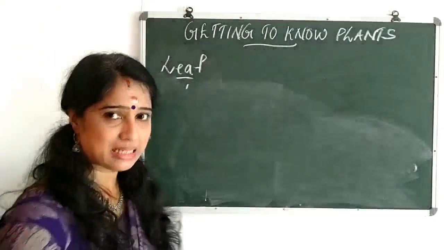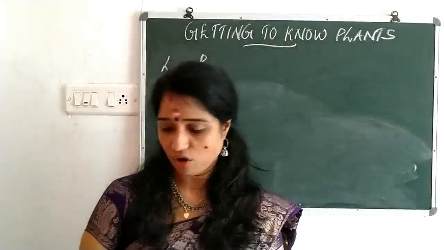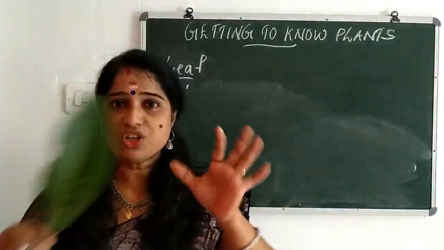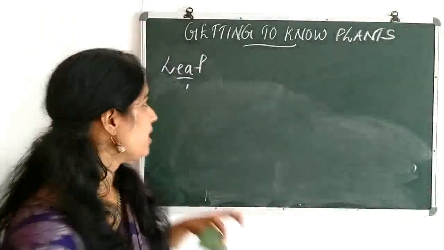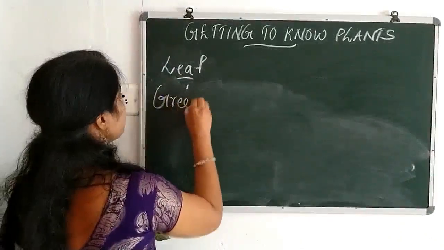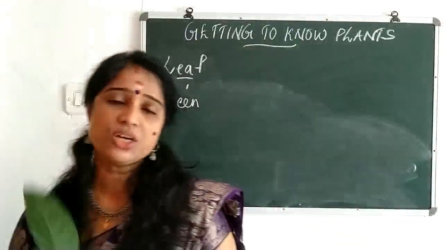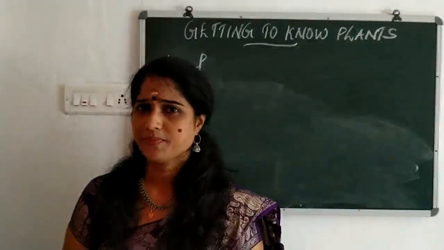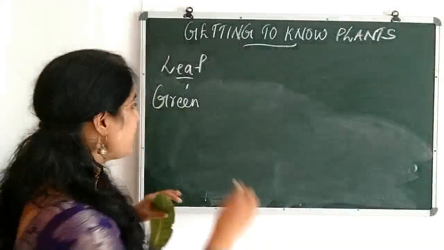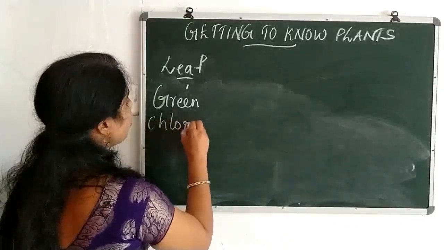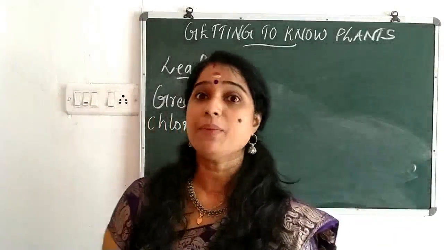We had already discussed about the functions now itself. Who can tell me what are the functions of the leaf? First function, you know the leaf is in which color? Green color, isn't it? Almost all the leaves are green in color. And who can tell me why this leaf is in green color? It is because of a coloring pigment or coloring substance in the leaf. It is known as what? Chlorophyll.